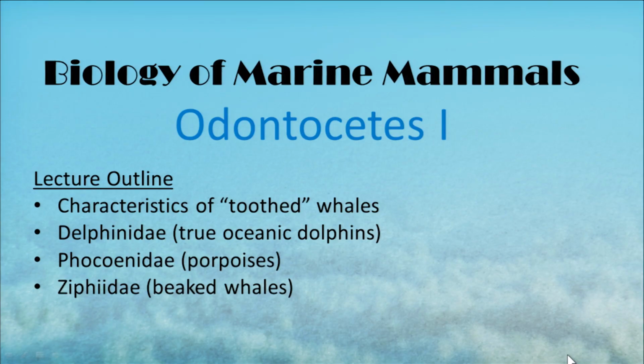We'll start by first going through the characteristics of the toothed whales, a quick review that will bring us back up to speed on what the Odontocetes actually represent. Then we'll start looking at some of the groupings, including the Delphinidae, a family of true oceanic dolphins, the Phocinidae, a family of porpoises, and the Ziphidae, a family of beaked whales.